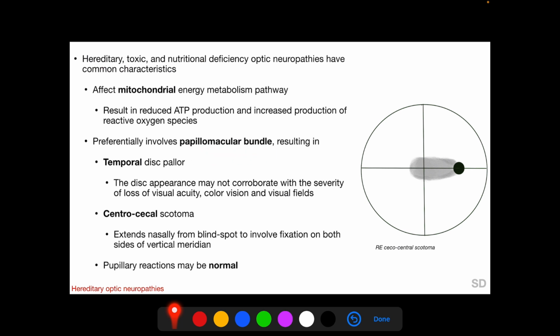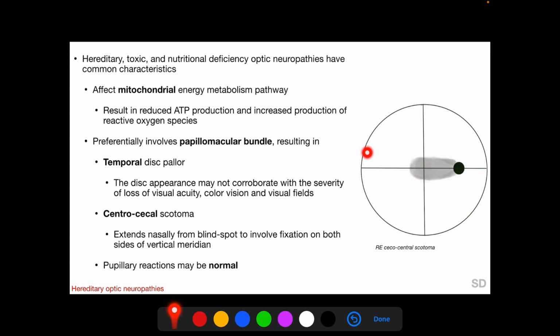Since the papillomacular bundle is involved, we get temporal disc pallor, but the disc appearance may not corroborate with the severity of the loss of visual acuity, the color vision loss and the visual field defects. We get a centrocecal scotoma. This is also an important characteristic of hereditary and toxic optic neuropathies. A centrocecal scotoma extends from the blind spot towards the fixation.